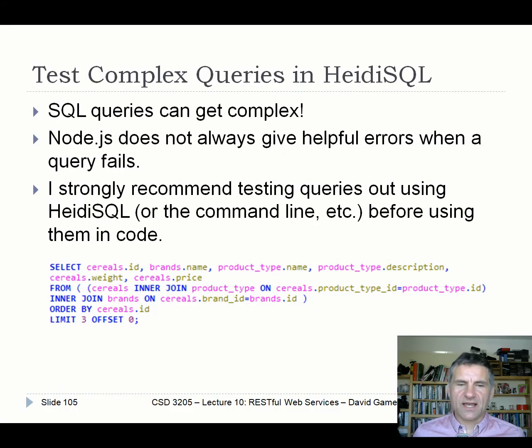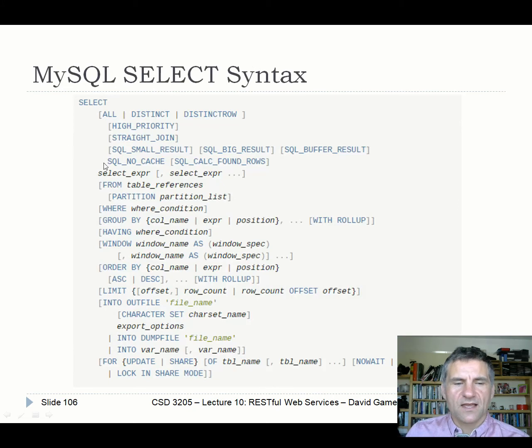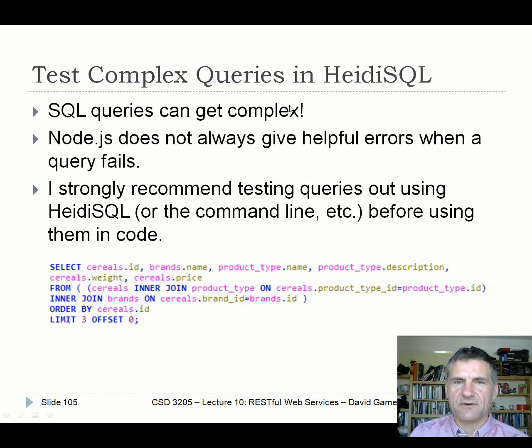Now, I strongly recommend when you're building these kinds of complex queries, if you look at this query, it's not trivial. You've got this inner join, you've got limit and the offset and so on and so forth. SQL queries can get pretty hairy and pretty complex. It wasn't so easy to understand what they were doing. And Node.js doesn't always give helpful errors when a query fails. Sometimes it does, sometimes it doesn't.